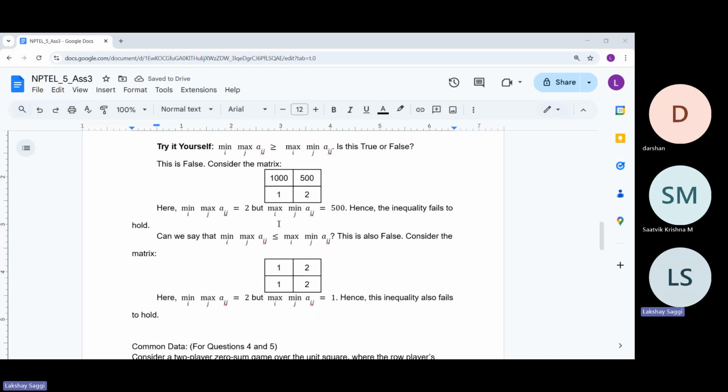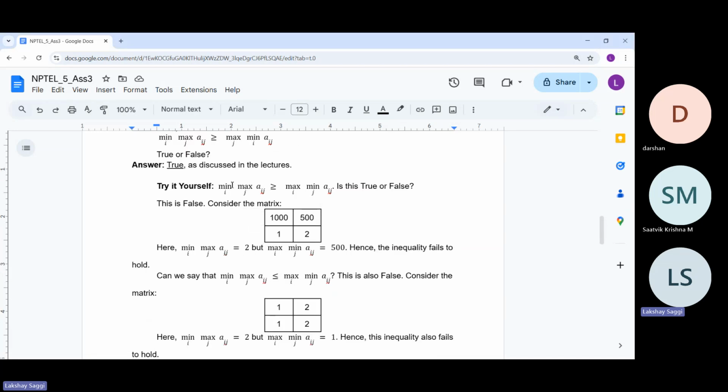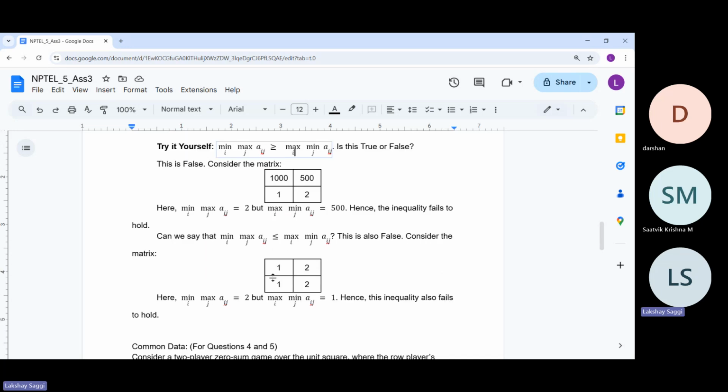So exactly as Satvik said, one may try to compare these two values, the min max and max min, when i and j are the first and the second index. One may try to say they are greater than or equal to, but then you have an example where this is not true. And we also have an example where the less than or equal to relation is also untrue. So exactly like this, min max Aij and max min Aij, if in both of these we are taking the first index as i and the second as j, these are not related.